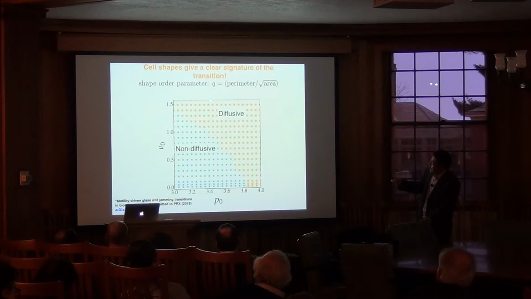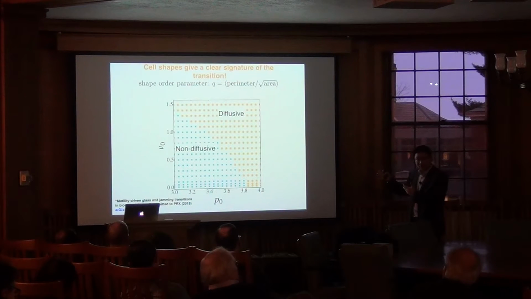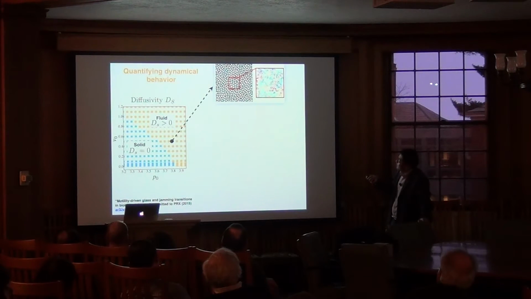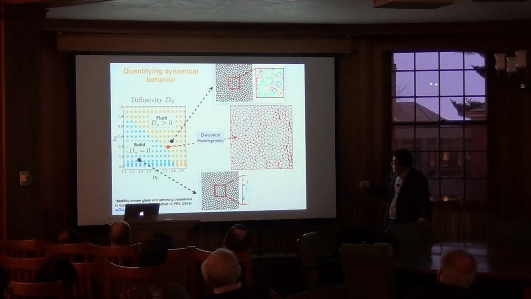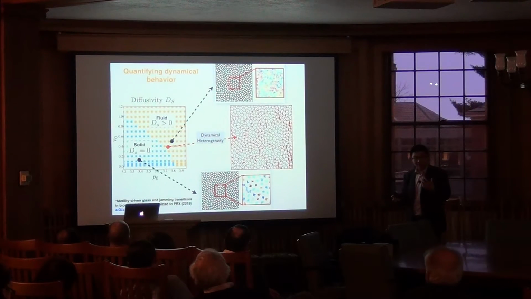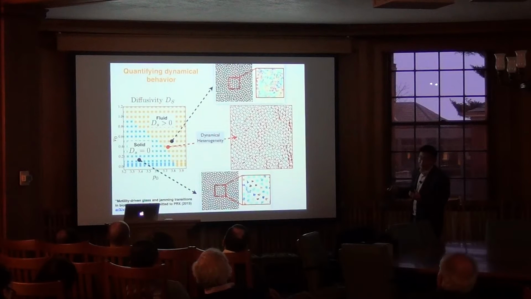And if you think about the snapshots that I showed you before, the cell shapes actually look quite different. So if we go back here. In the fluid state, you see the cells tend to have mostly larger perimeter, and in the solid state, they seem to be more compact, right? So can we derive a simple shape-based order parameter to tell which phase you are in?